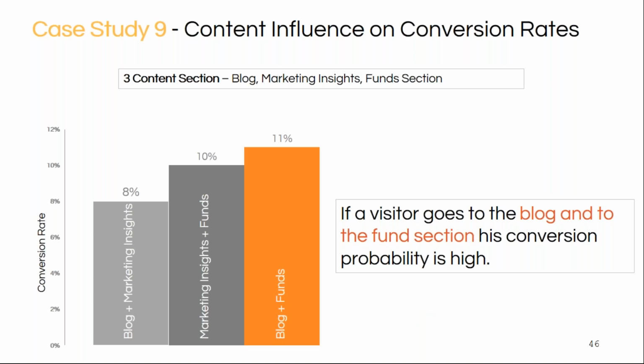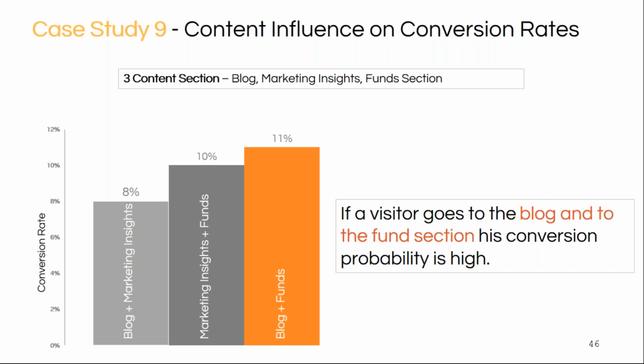The same customer who managed funds in the USA had three sections of content: blog, marketing insight, and fund section. We wanted to see each combination and its conversion rate. If you check the graph, the first column says if someone looked at blog and marketing insight, their conversion rate is 8%. The second column, if someone looked at marketing insight plus fund section, their conversion rate is 10%. And if someone looked at blogs and fund section, their conversion rate is 11%.